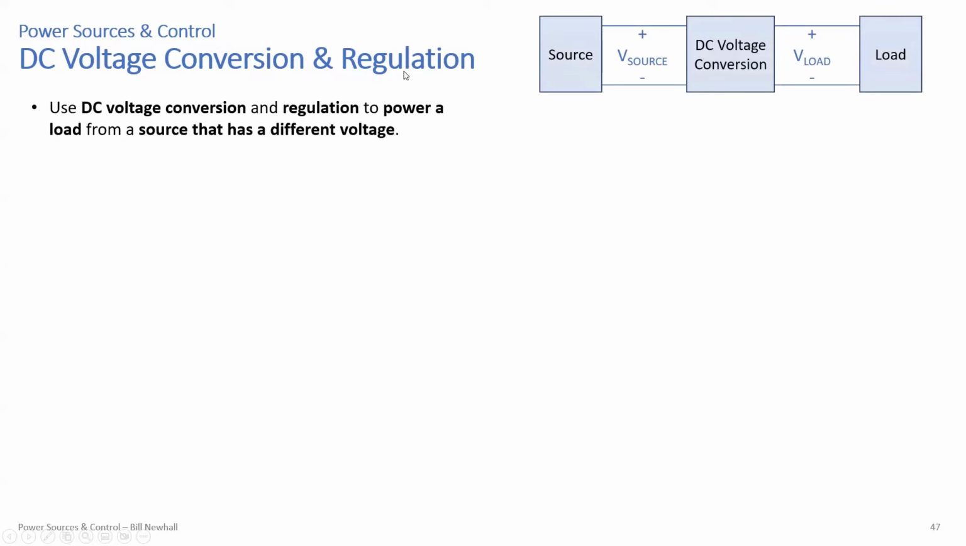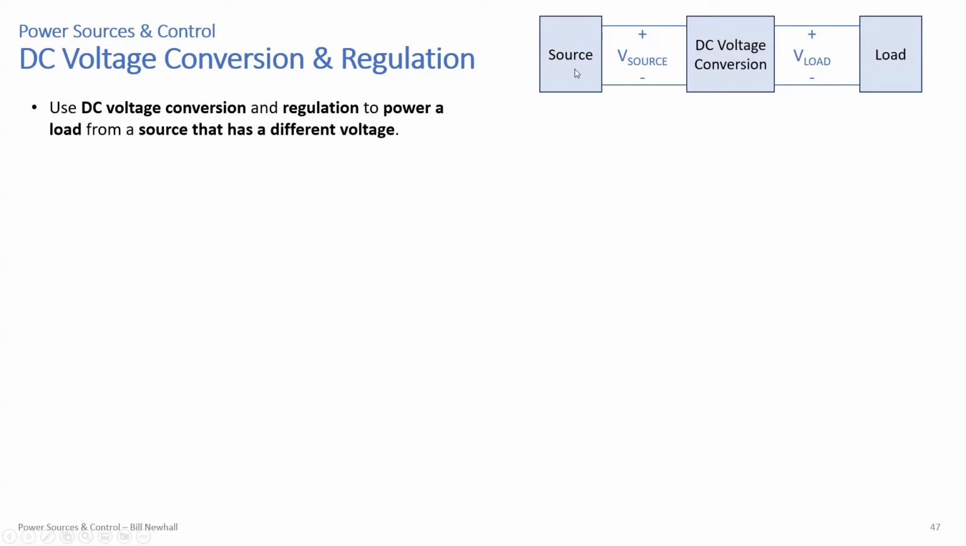So you typically use DC voltage conversion and DC voltage regulation to power a load using a source that has a different voltage. Okay, so here's a source that you want to connect to a load, and the source voltage is different than the load voltage.